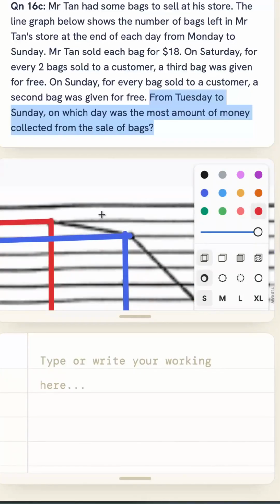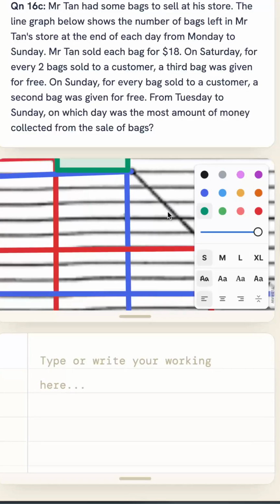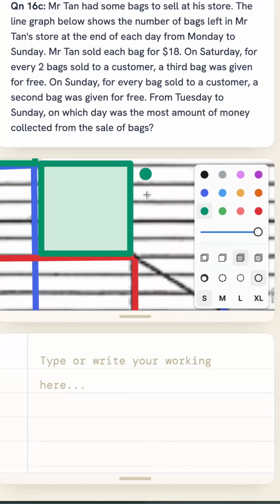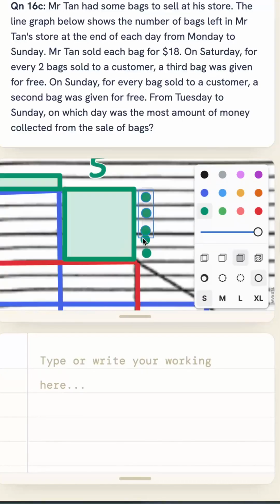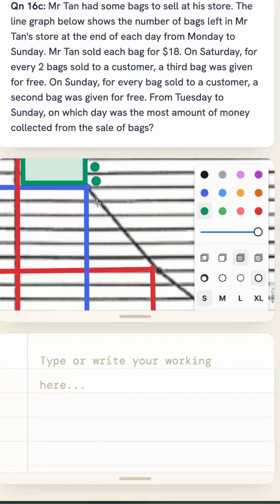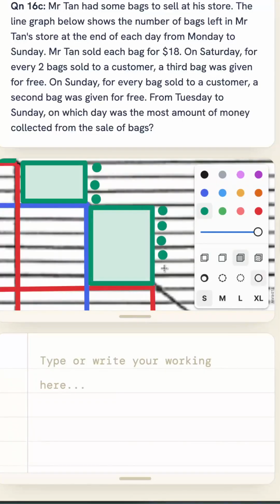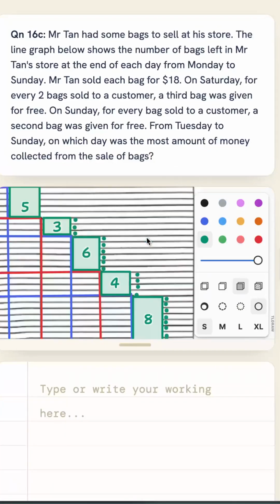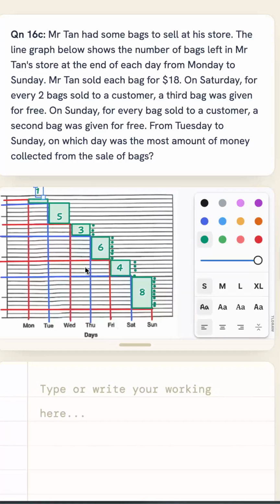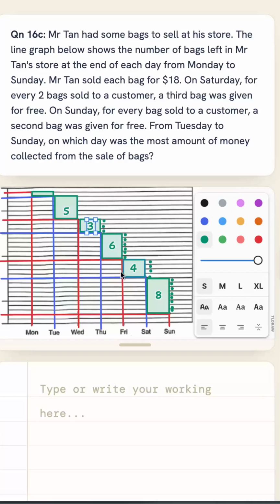So the number of gaps over here, we put it in green. This is 1 gap. And then from day to day, same thing. We want to calculate gaps. So we have 1, 2, 3, 4, 5. 5 gaps. Everything here is the number sold. Then over here, we have 1, 2, 3. Next one, 1, 2, 3, 4, 5, 6. 6 inside. So I've calculated each of the days. Tuesday we have 1, Wednesday we have 5, Thursday we have 3, Friday we have 6, Saturday we have 4, Sunday you have 8.